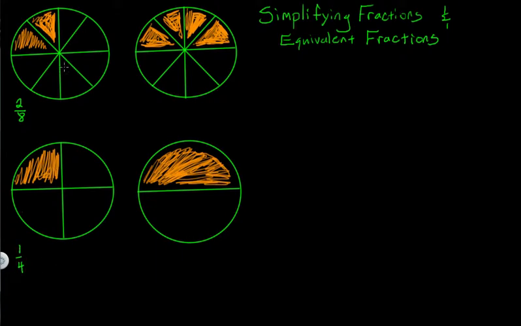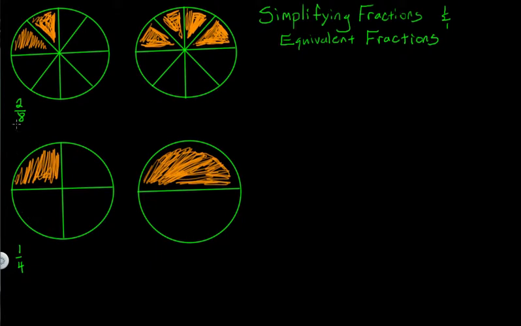But if we look at these 2 pies, you should hopefully see something very similar: this 2/8, these 2 portions of the 8, is essentially equivalent to this 1 portion of the fourth. All right, so this is when we talk about equivalent fractions. And so the first thing we can think about is simplifying fractions.